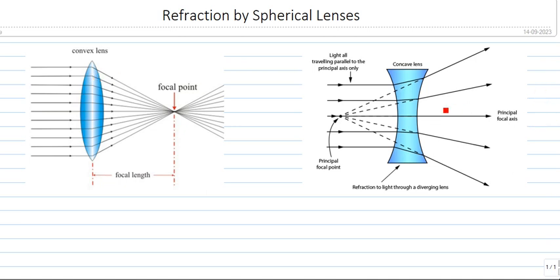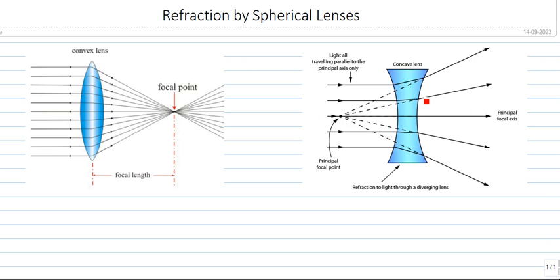Now this second figure here shows a concave lens. Concave lens has a thicker outer edge and a thinner middle. The middle of the lens is thinner. So as you see in the ray diagram, this convex lens is a converging lens and concave lens is a diverging lens.